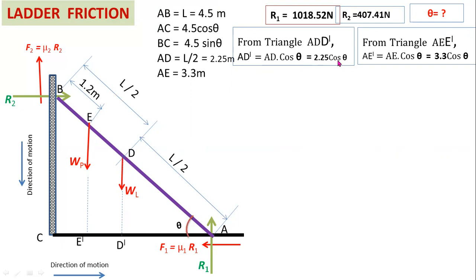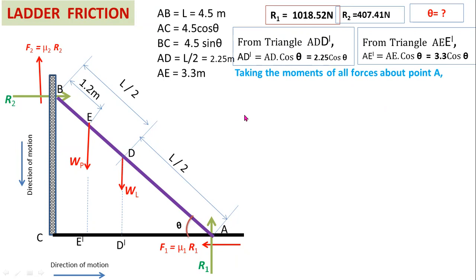So you have to consider cos theta as it is. Now from triangle AE dash, cos theta equal to AE dash divided by AE. From that equation AE dash equal to AE into cos theta. AE equal to 3.3. Total length AB equal to 4.5. From A to E is 3.33.